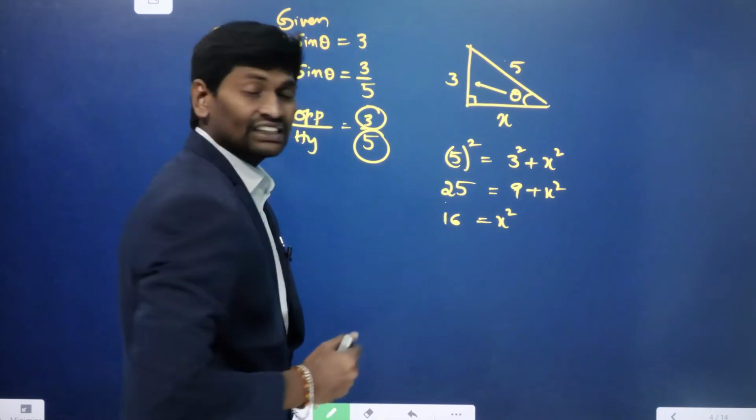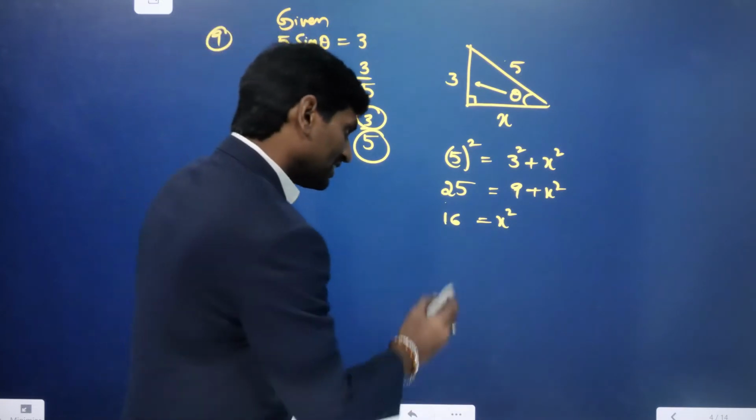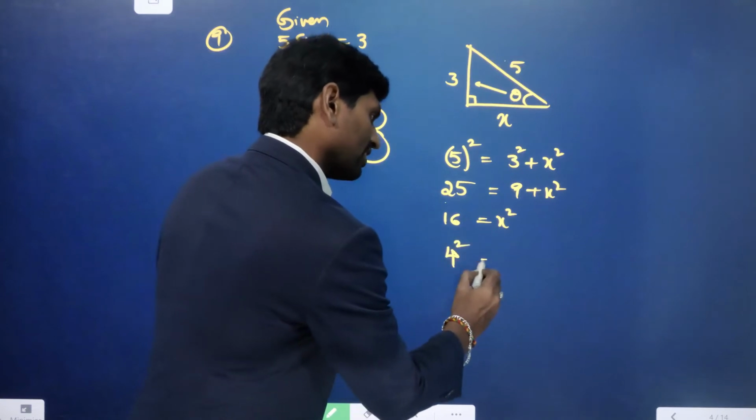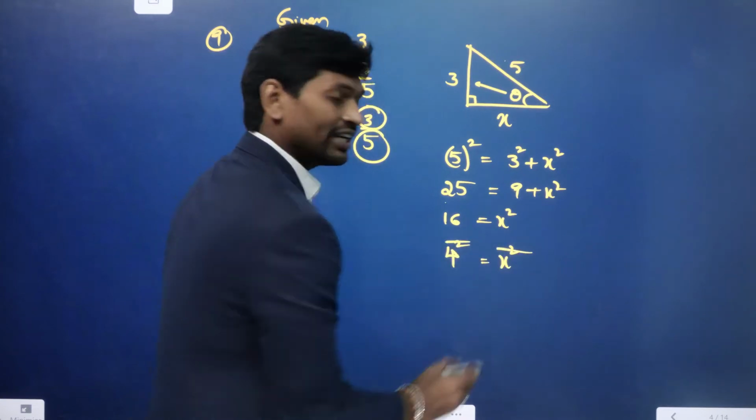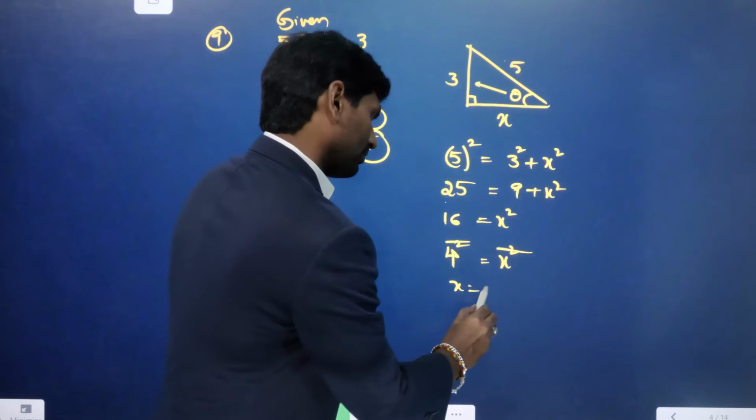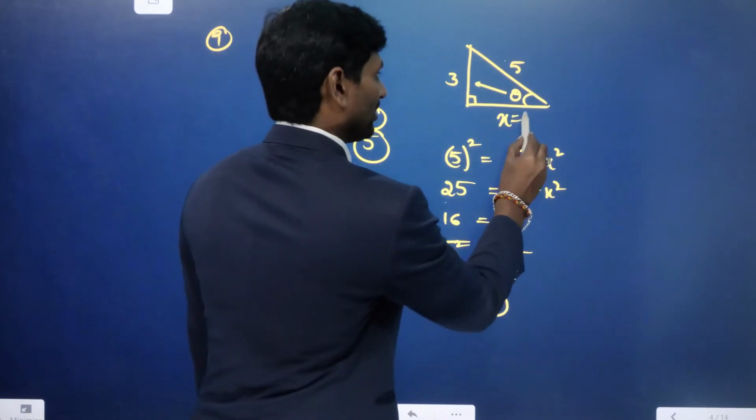Is 16 a square number or not? Yes, it is a square number. We can write 4 square. So both sides the squares cancel, and the x value is 4. So I got the value 4.